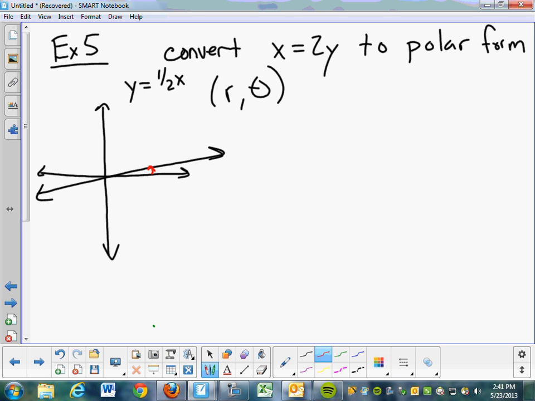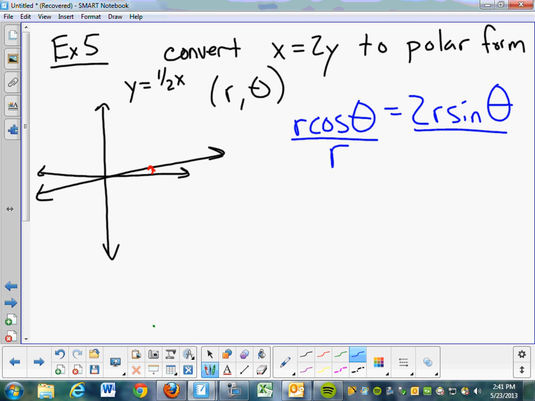I have x equals 2y. Instead of writing x, I'm going to write r cosine of theta because that's what x is. And instead of writing 2y, I'm going to write 2r sine of theta. Does everybody see where I came up with those two pieces? It's imperative that you see where I got that. What does each side have? An r. And if I divide off the r, they cancel. Well, what did I just say about this problem? Does the radius matter? No, the radius has an infinite number of different values if you look at the line.